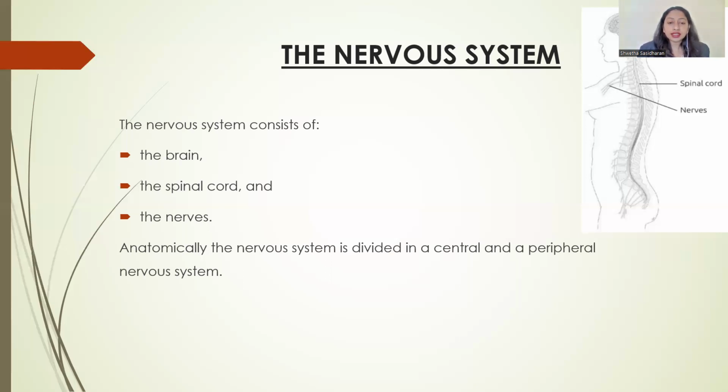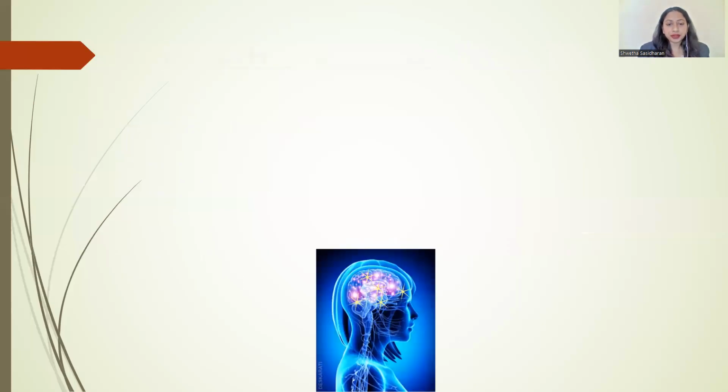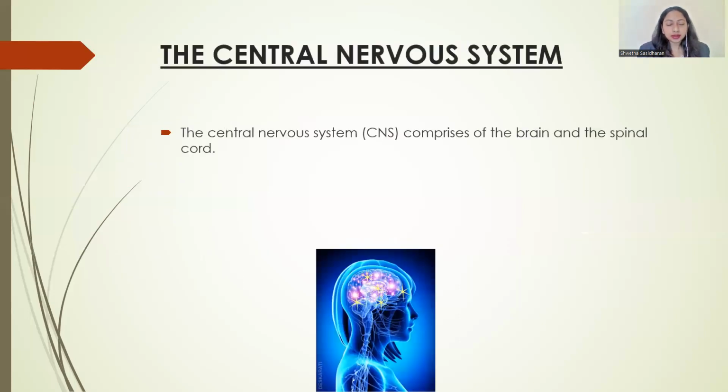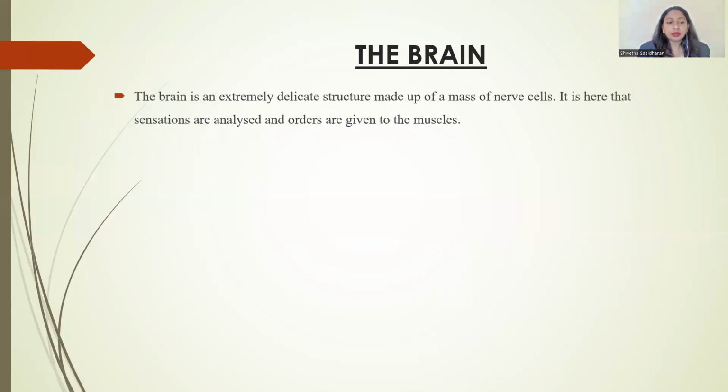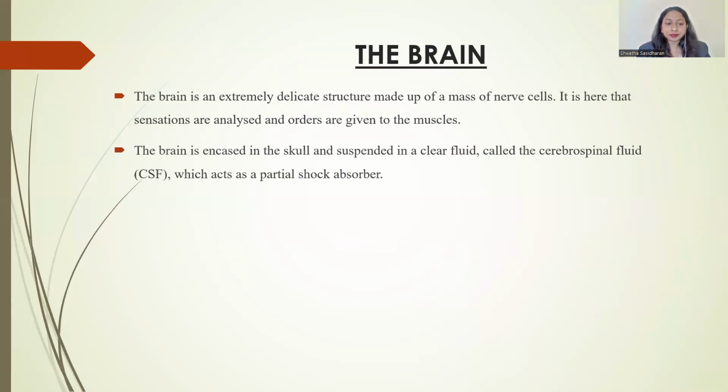Now let's see what the central and peripheral nervous system are. The central nervous system comprises the brain and the spinal cord, the main head area which takes control and gives the feedback on what to do or what not to do. Next is the brain, the topmost part. The brain is an extremely delicate structure made up of a mass of cells, and here sensations are analyzed and orders are given to the muscles via the spinal cord and the nerves. So this is how the brain normally works.